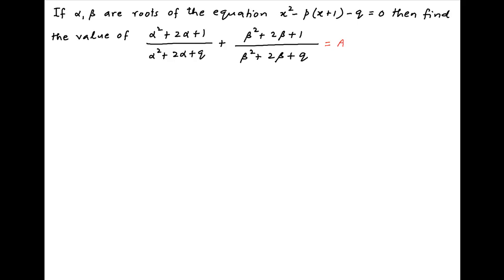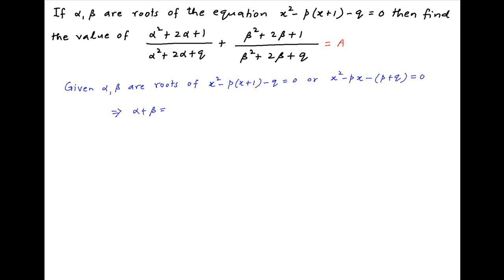Let's denote the given algebraic expression by capital A. Now, we are given that alpha and beta are roots of the equation x square minus p times x plus 1 minus q. Now, this can be rearranged as a quadratic in x, which is x square minus px minus p plus q is equal to 0. Therefore, the sum of the roots alpha plus beta is equal to p, and the product of the roots is equal to minus of p plus q.